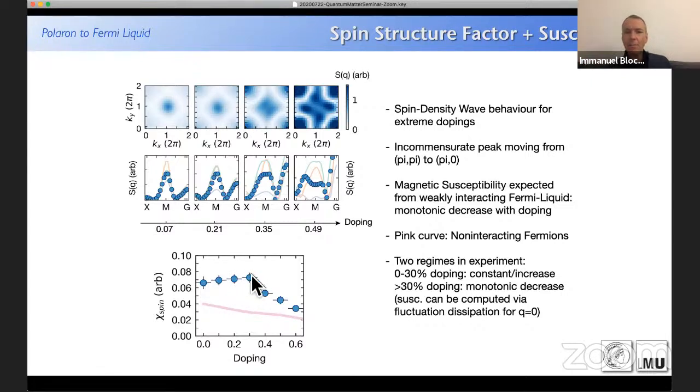And then certainly around 30%, at pretty much the same point where we see this spin structure factor changing, we see a change in susceptibility, just going down. And this decreasing susceptibility is, of course, also something we expect from a Fermi liquid. The pink line here is where the non-interacting Fermi gas would lie. And you see, as we increase doping, we are approaching this limit of a non-interacting Fermi liquid, basically. But pretty much a clear, distinct change in behavior around 30% doping of the system.